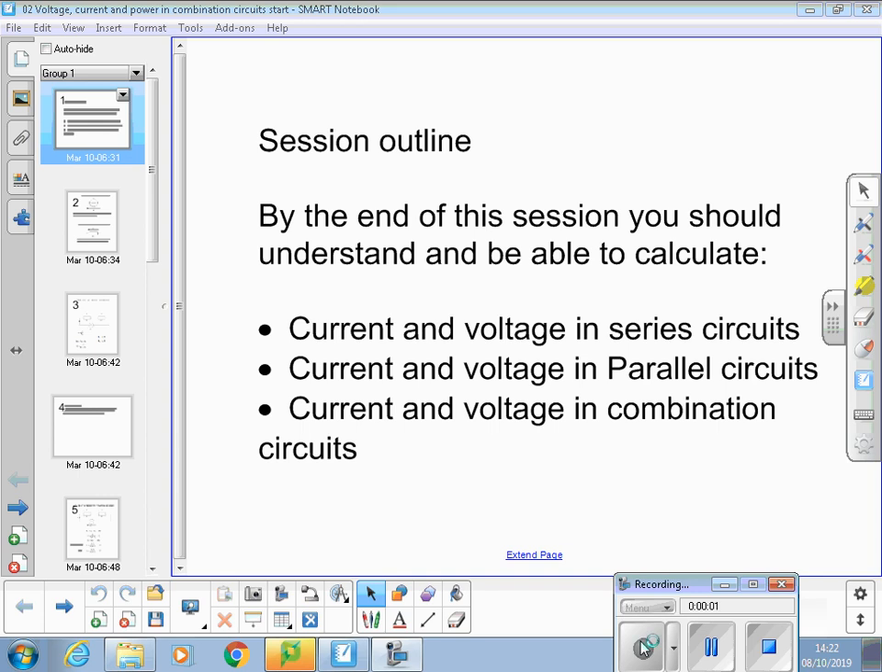Session outline. What we're going to do today, or by the end of this session, you should be able to calculate current and voltage in series circuits, in parallel circuits, and in combination circuits. Alright, so we looked at the total resistance of series, parallel and combinations last week. Now we're going to add some voltage to those and calculate currents and volt drops across components. Okay?